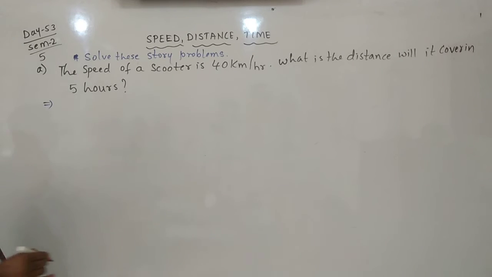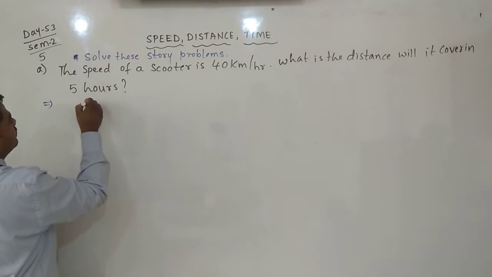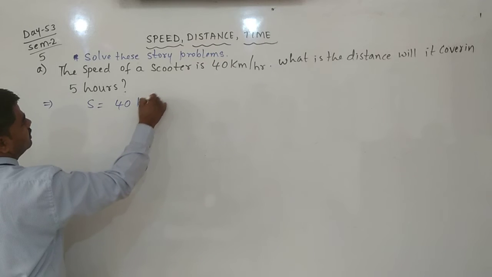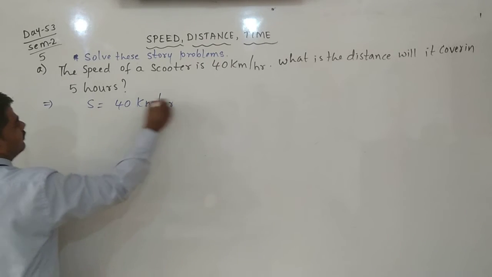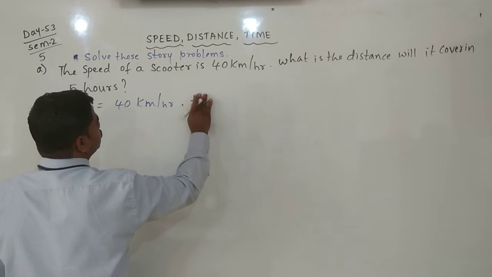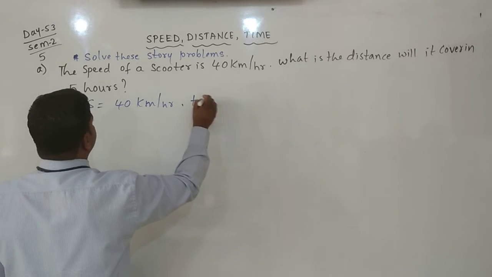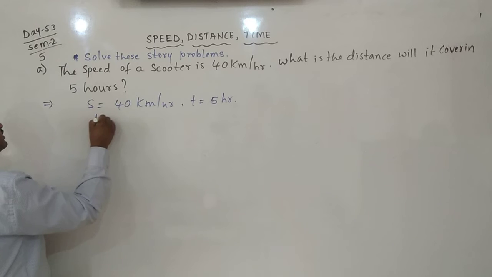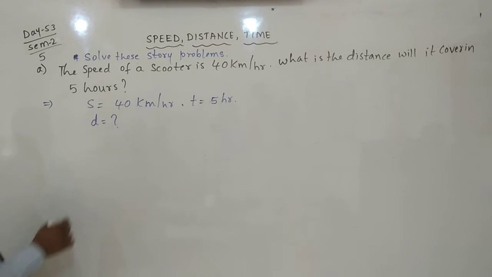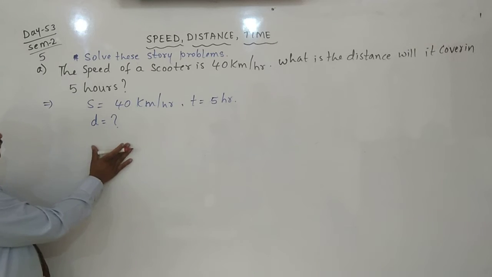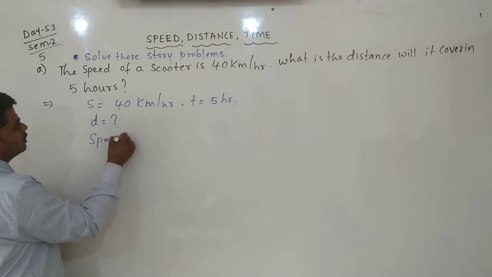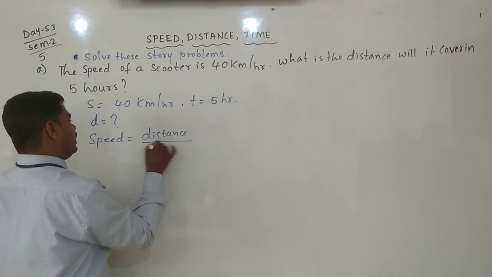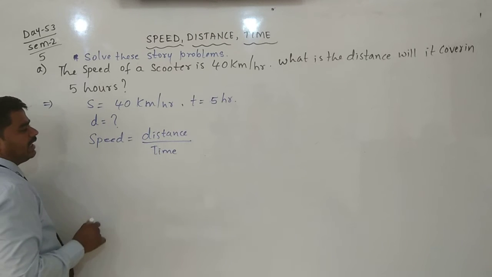Very simple. We know the formula. Here, what is given? Speed is equal to 40 km per hour. Time is given, t is equal to 5 hours. We have to calculate the distance, d is equal to question mark. Write the formula first: speed is equal to distance covered by the scooter divided by time taken.